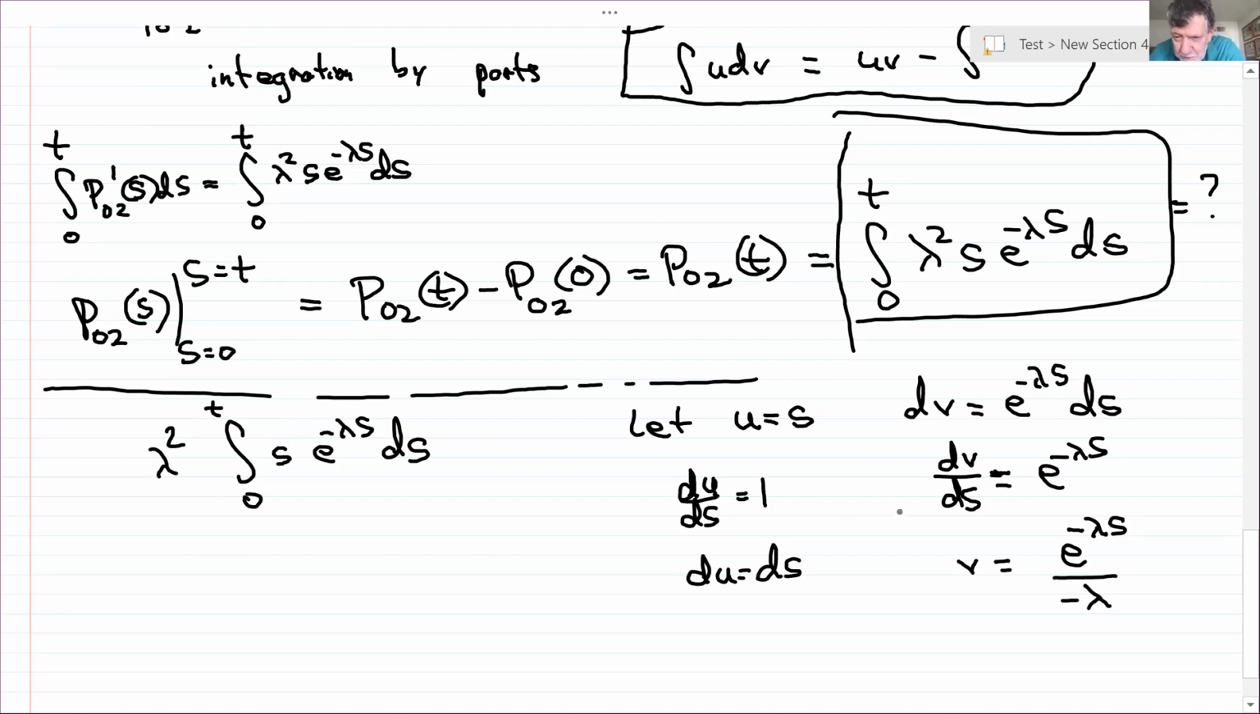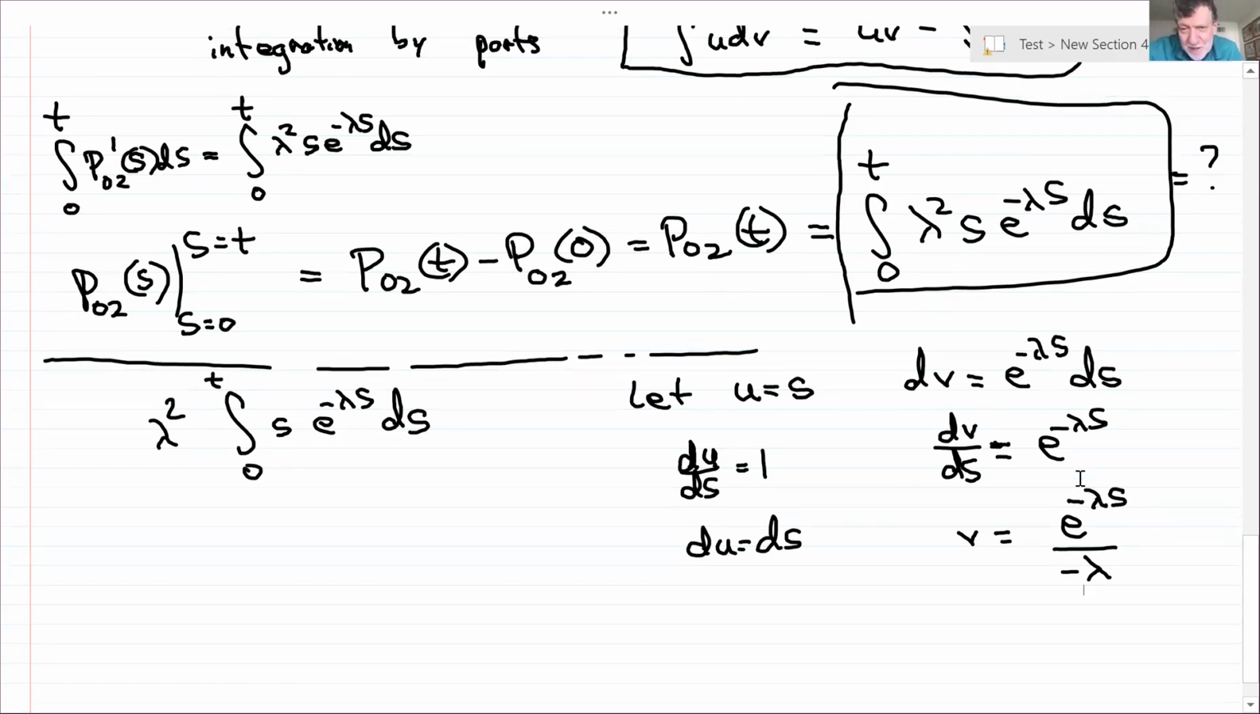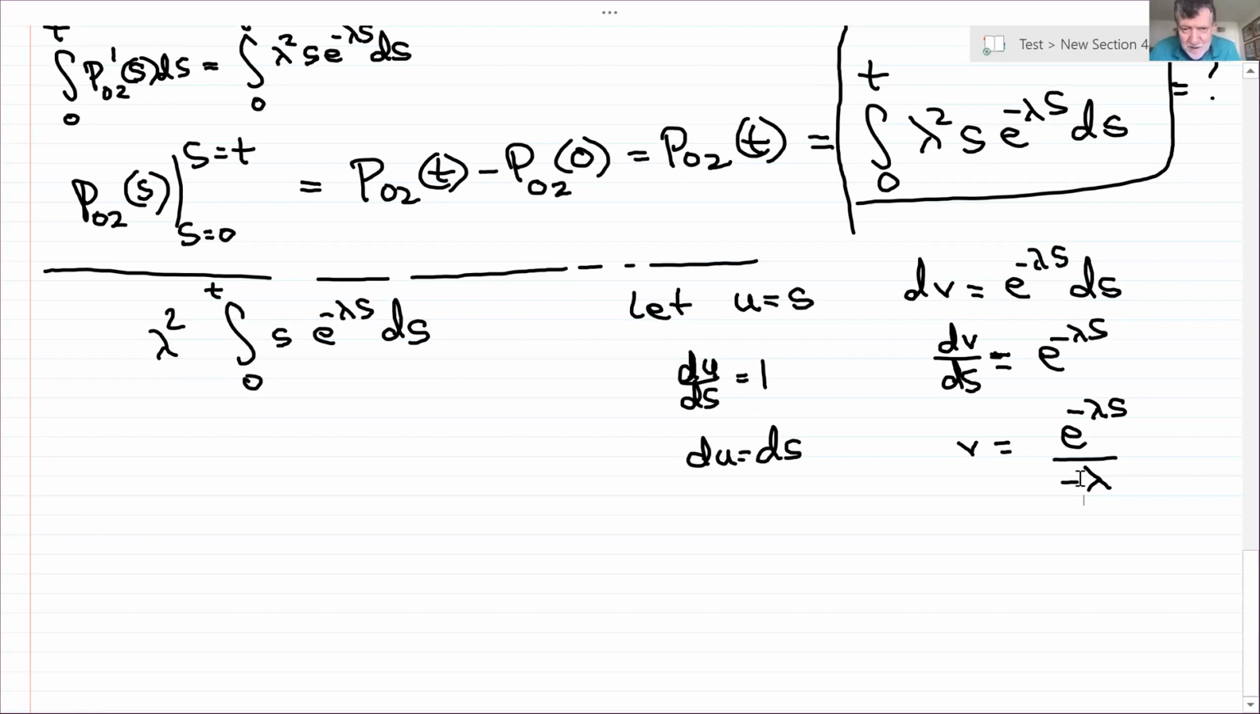Right, again, if I differentiate this with respect to s, the constant on the bottom stays there. You get this, and then you get a minus lambda popping out, which cancels it, and then you get what you want. Okay, so now we're set up to do parts one more time. So what do we get? We have, you know what, why don't we just do it for this part of it? And we'll just remember there's a lambda squared times everything. So we have the integral from 0 to t of s e to the minus lambda s ds.